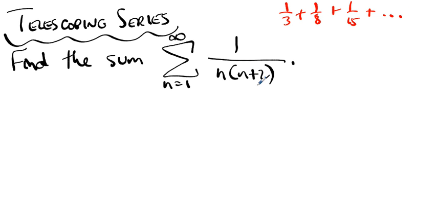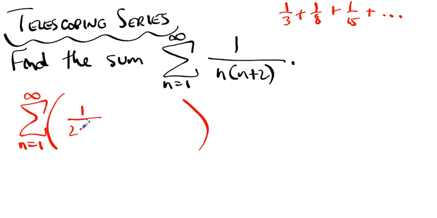But I think to myself, I'm a Calc 2 student. This is a factorable denominator. The fact that it factors makes me think that I can rewrite this, and that would be a wonderful thing to do. So if you were to go through the whole business of partial fraction decomposition, you would figure out that this sum is 1 over 2n minus 1 over 2 times n plus 2.